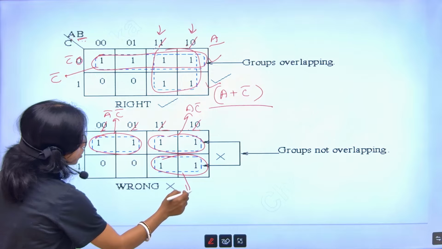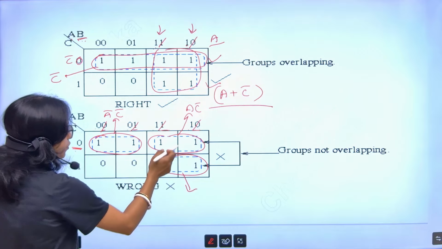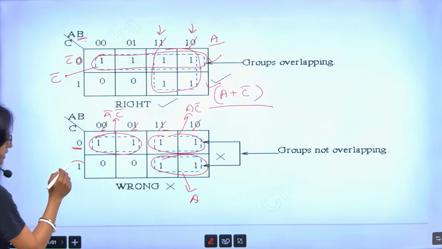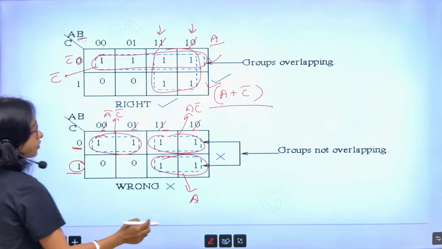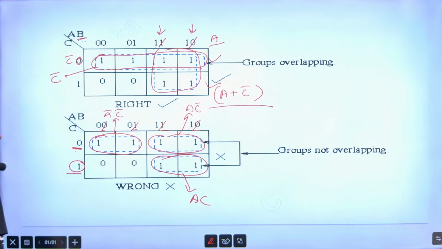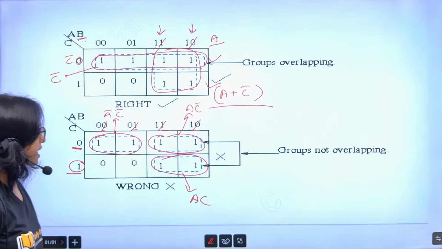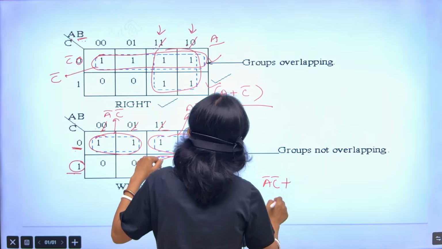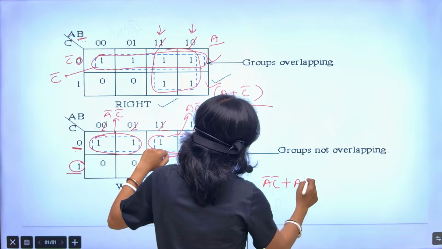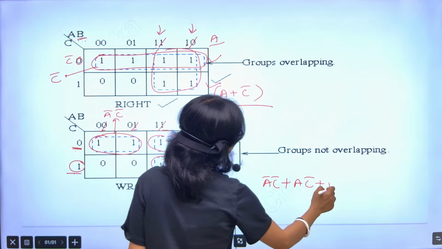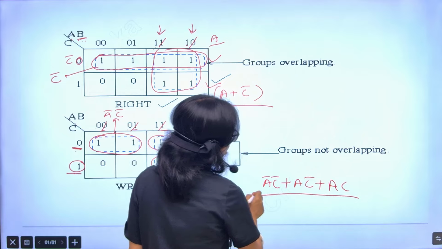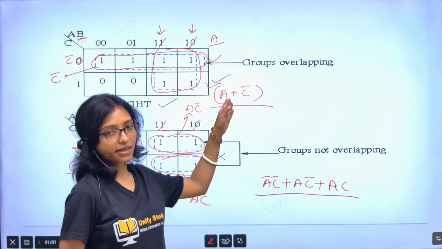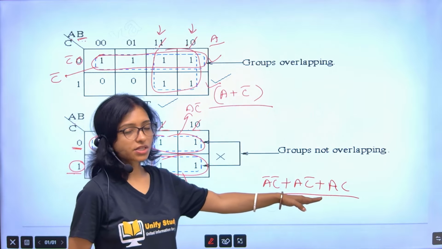Now from this grouping, in the same way 0 1 is cancelled, 1 is left, that's why A, and this is 1, that's why it is C. So I am getting C here. The final expression is coming A bar C bar plus A C bar plus AC. This is not the simplified version. It is a big expression I am getting.